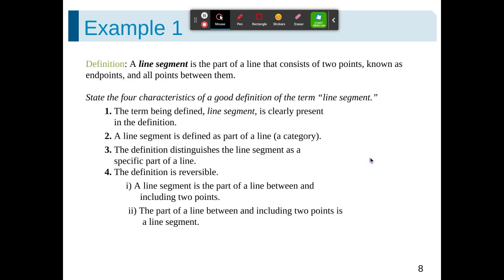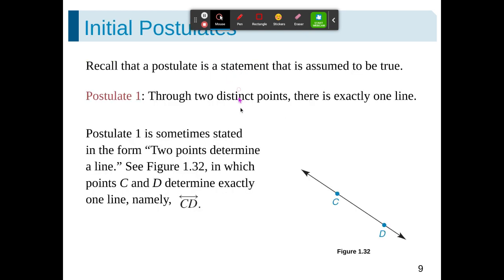So example 1, a line segment. A line segment is part of a line that consists of 2 points known as endpoints and all points between them. State 4 characteristics of a good definition of a line segment. All right, we start off with the term being used. Line segment is clearly being used. A line segment is being defined as part of a line. So there's our second part right there, part of a line. So what's it part of?